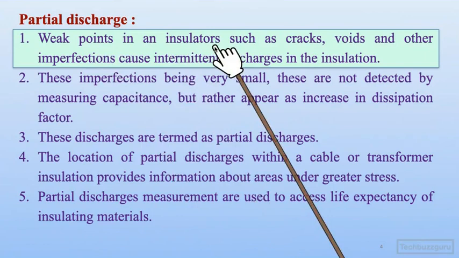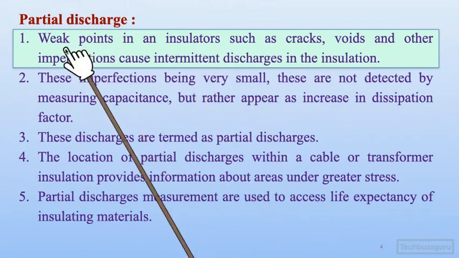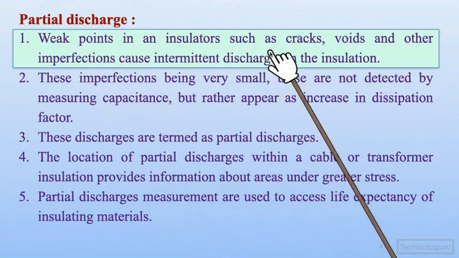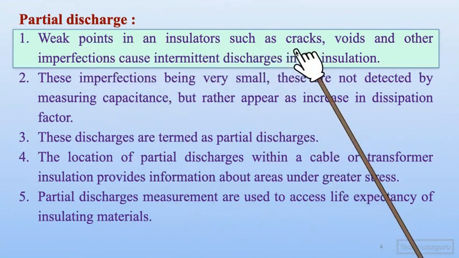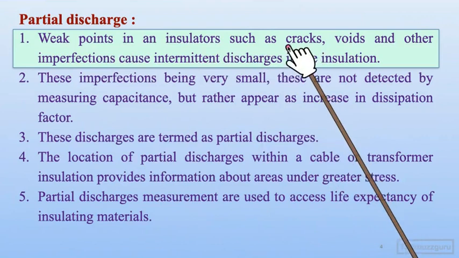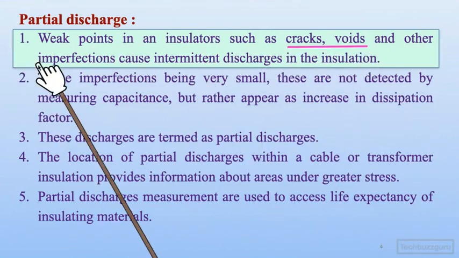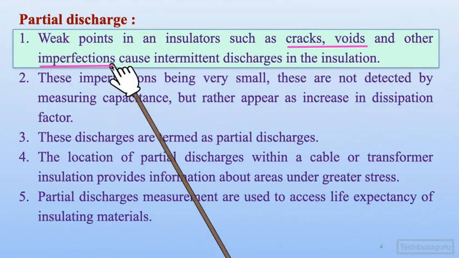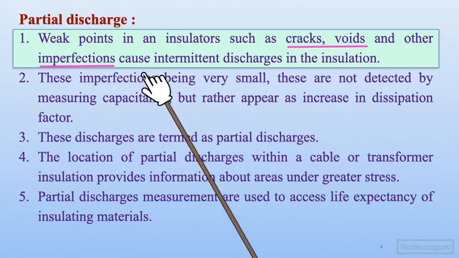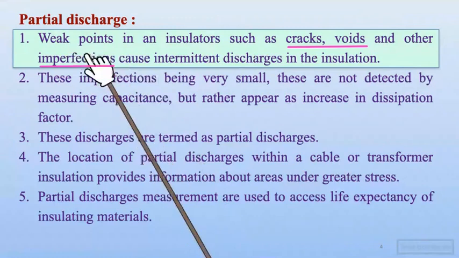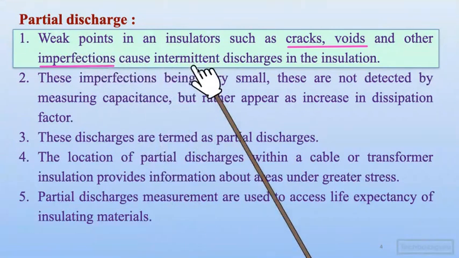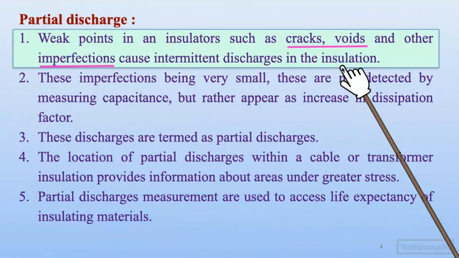Let us say porcelain insulators or glass insulators. All these insulators have weak points in the form of cracks, voids, and other imperfections. Imperfections mean that during the process of manufacturing, the manufacturing processes are automated, so there is a possibility that some form of imperfection may be present inside the insulator. So what is the impact of these imperfections?